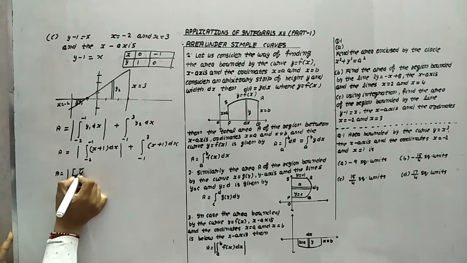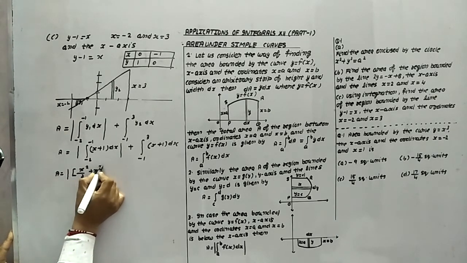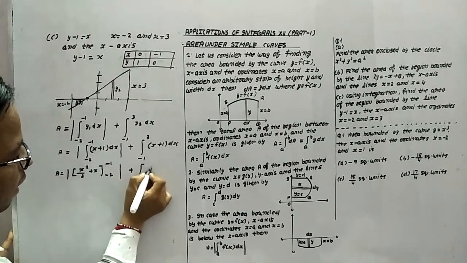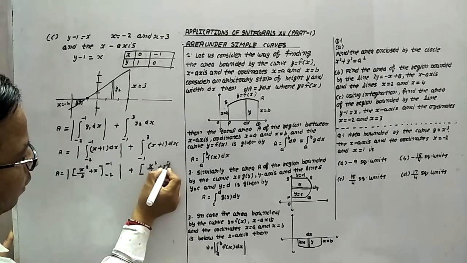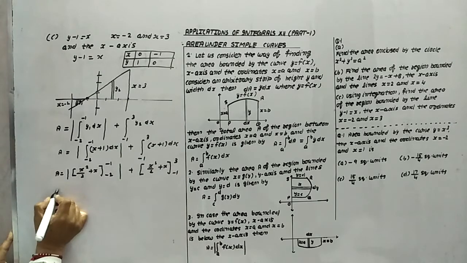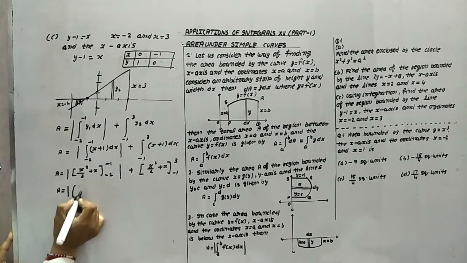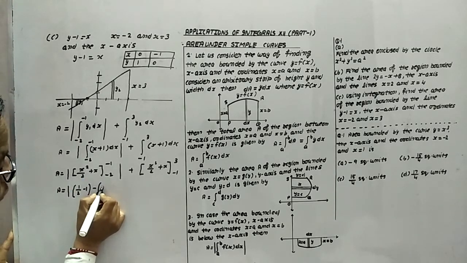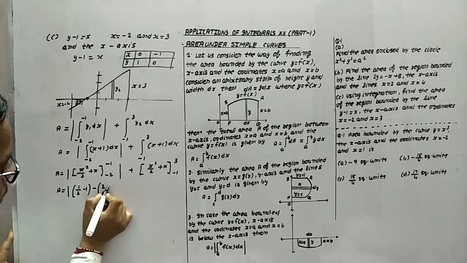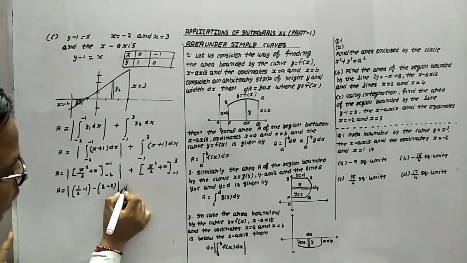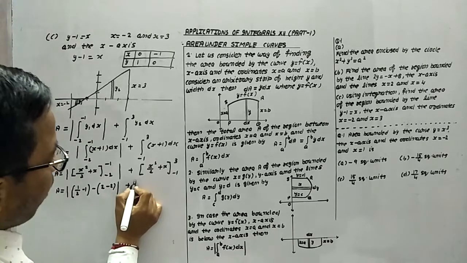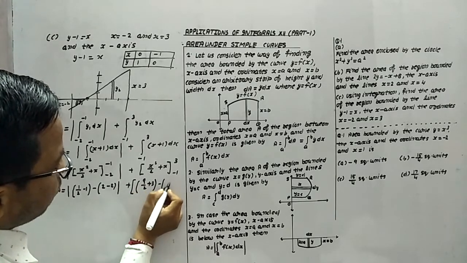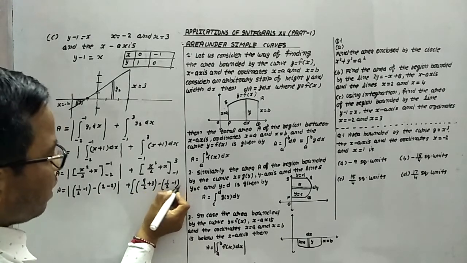Now the area is equal to the integration. What is this integration? x square by 2 plus x, and the limit is from -2 to -1, plus x square by 2 plus x, and the limit is from -1 to 3. Now A is equal to, first of all, upper limit means 1 by 2 minus 1, then lower limit becomes 4 by 2 means 2, and this is -2, and then plus, for this portion, upper limit means 9 by 2 plus 3, and lower limit becomes 1 by 2 minus 1.